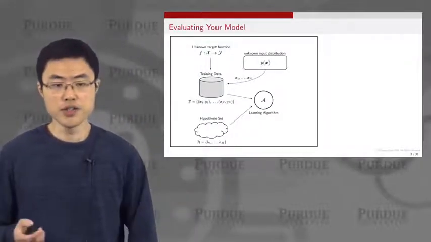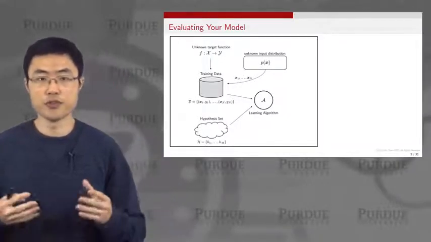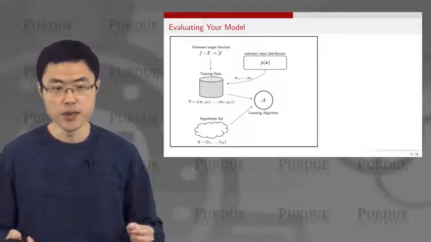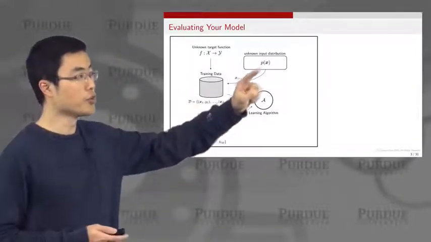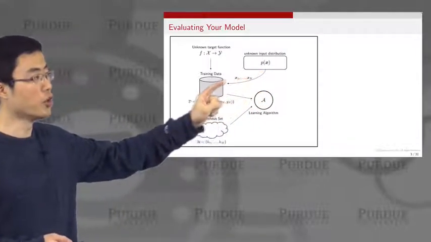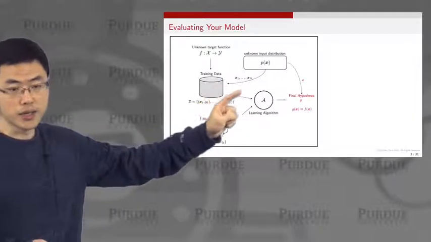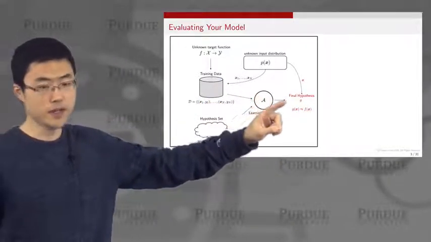So let's start by looking at this learning diagram. This learning diagram should look familiar to you now. Now we realize that in this learning diagram, there is a distribution Px. And this Px is going to generate all the training samples. And in addition, it's also going to generate the final hypothesis g.